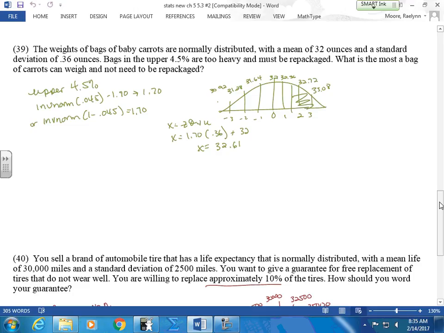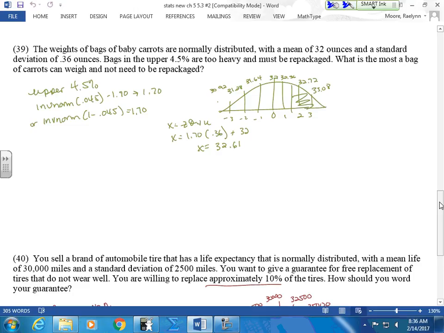Bags in the upper 4.5% are too heavy. That means I'm giving my consumer extra carrots, right? Me, the producer, says, notice he cared about the heavy bags, not the lighter bags. So the consumer kind of gets screwed on those lighter bags, but the producer of this does better when he gets rid of those heavy bags. So he says, they must be repackaged, they're too heavy. I'm giving them too many carrots for their money. So I want to know, where is my cutoff? What is my weight measure for that cutoff?